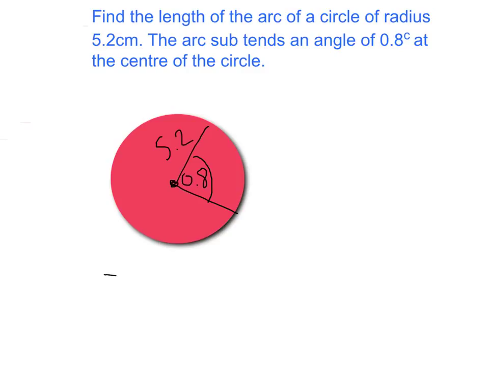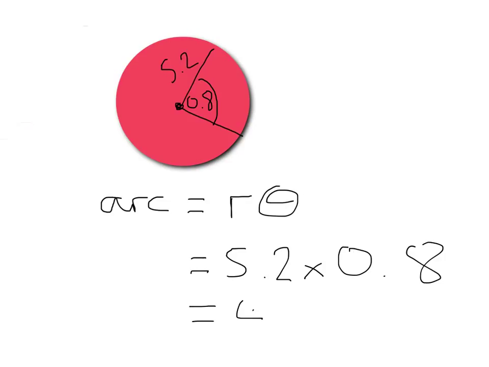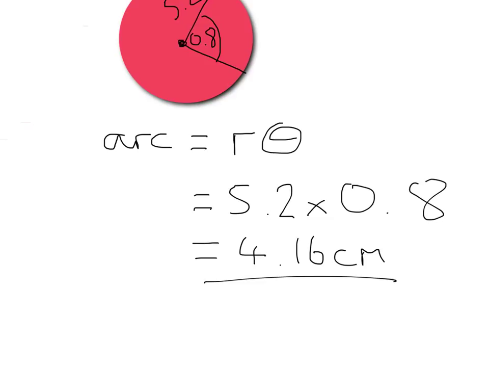So my arc is as simple as doing radius times the angle, which is 5.2 times 0.8, which equals 4.16 centimetres. And there's our answer. Nice and easy. Radians are good. You're going to argue with me, I'm sure, over the next few weeks, but radians make this so much easier. Okay, next one.